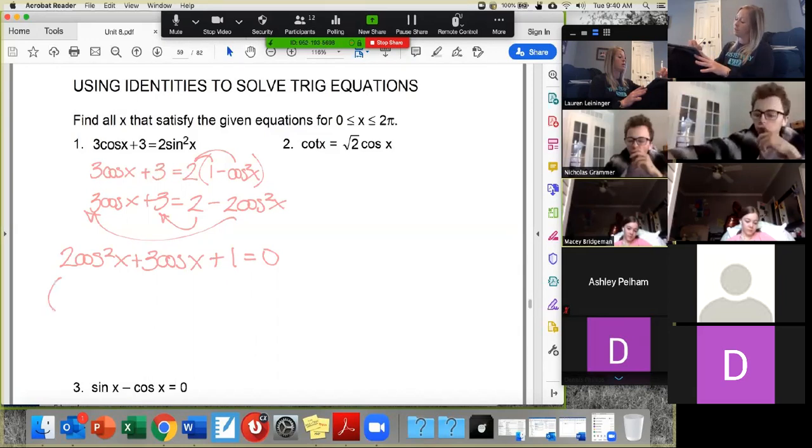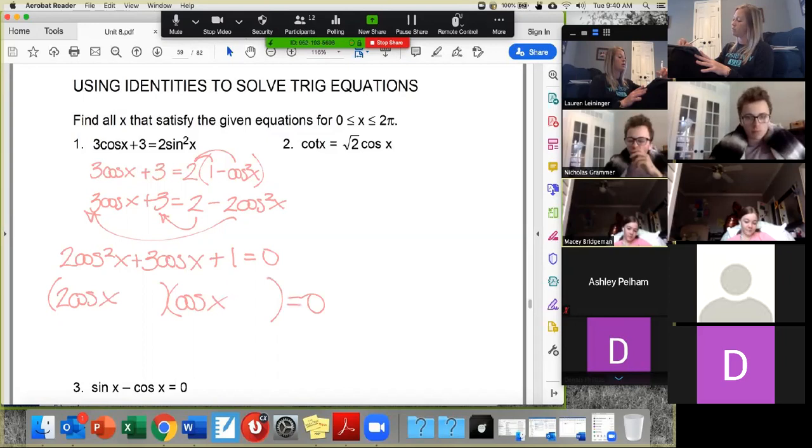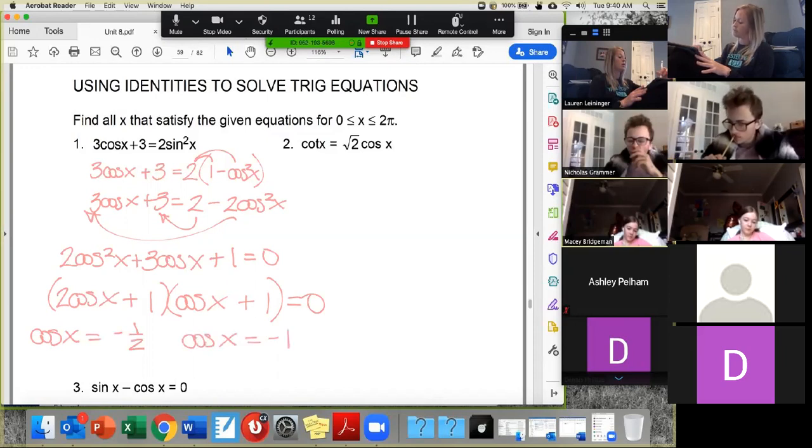So just flying through for the sake of time. I don't want to keep you guys on here too long. That factors into 2 cosine and 1 cosine. Factors of 1 are plus 1 and plus 1. That does add up to 3 in the middle. So I am looking for where is cosine equal to negative 1/2, or, excuse me, and where is cosine equal to negative 1.